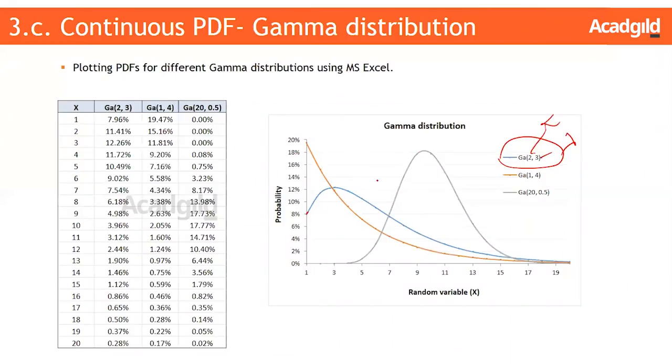The second case, this orange line, here alpha is equal to 1 and lambda is equal to 4. And over here alpha is equal to 20 and lambda is equal to 0.5. Here it's looking like a bell-shaped curve. Here it's looking like an exponential distribution. Here it's a positively skewed distribution in the case of the blue line. We'll discuss what a positively skewed distribution is later. So the whole look and feel changes completely.